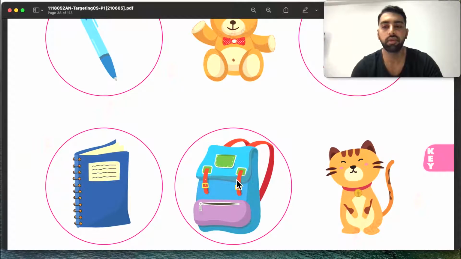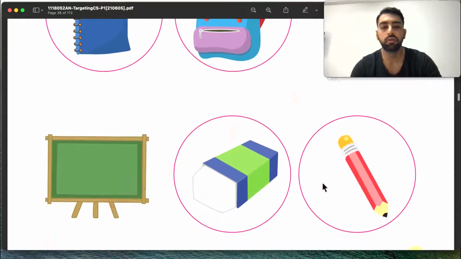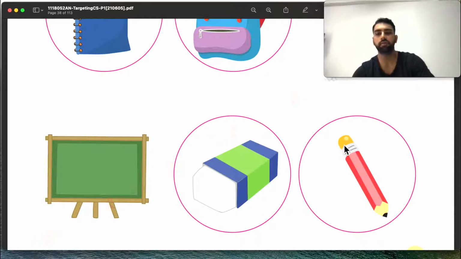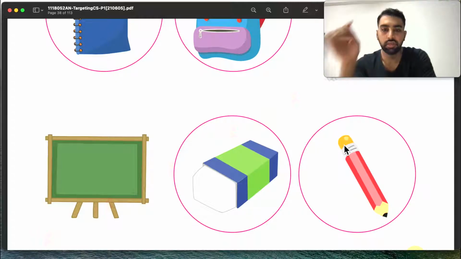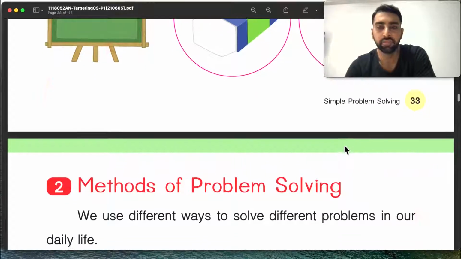This is your bag. Do you have a cat in your bag? No. Do you have a whiteboard in your bag? No. Do you have an eraser in your bag? Yes. Do you have a pencil? Yes. Alright, so you have to circle it. Alright, let's see the next thing.